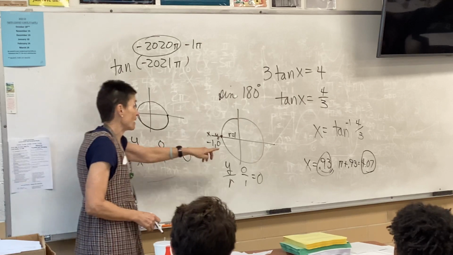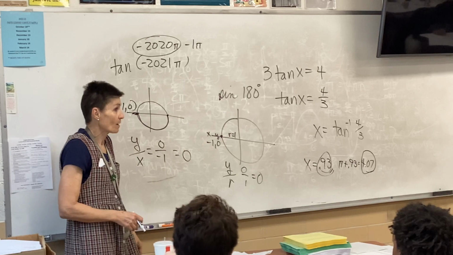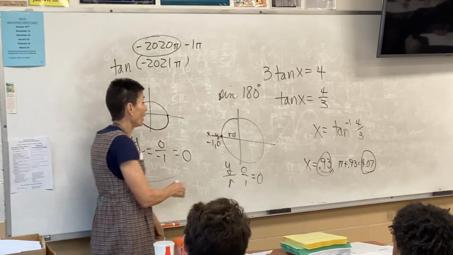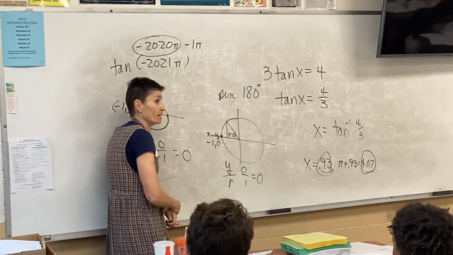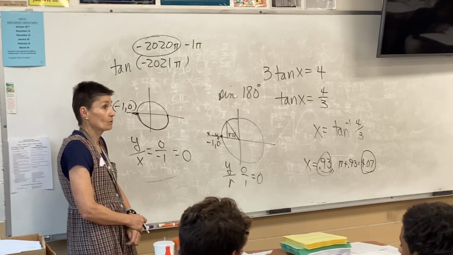Now, how did I know that was going to be on the circle? Because 180 is on an axis, right? If it had been 120 or something, I would be drawing a triangle to look at it. But 180 is on the circle. Yeah.